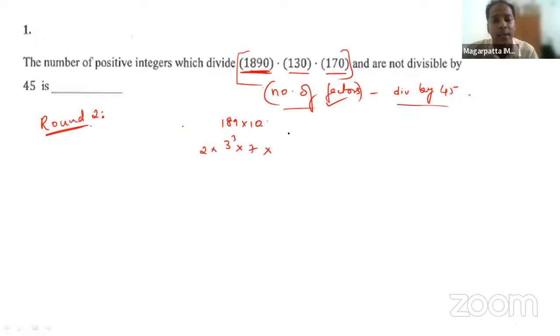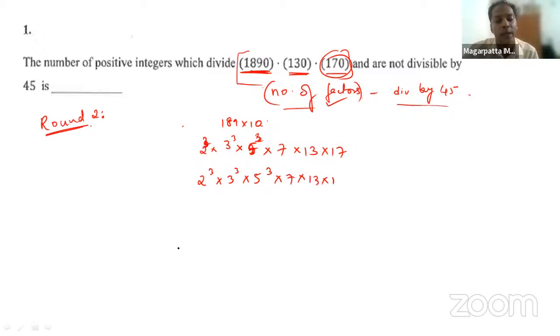Okay, 130 is 13 into 10. Again, 2 into 5, so there's a 5 also. 10 would add a power of 2 and 5, and 13 would get introduced. 170 again is 10 into 17. So again a power of 2 gets added, 2 cube, 5 cube and a 17. So the net factorization is 2 cube into 3 cube into 5 cube into 7 into 13 into 17.